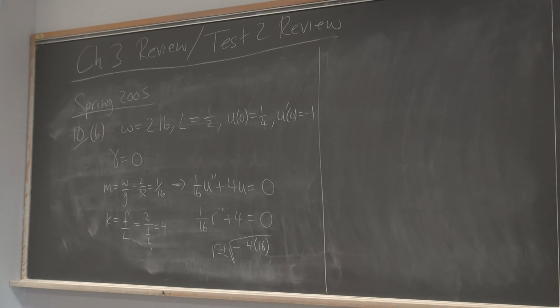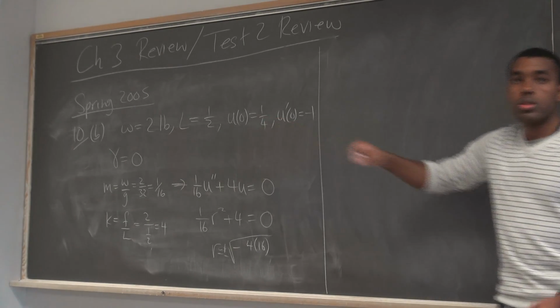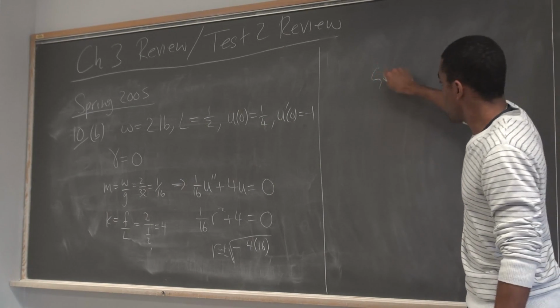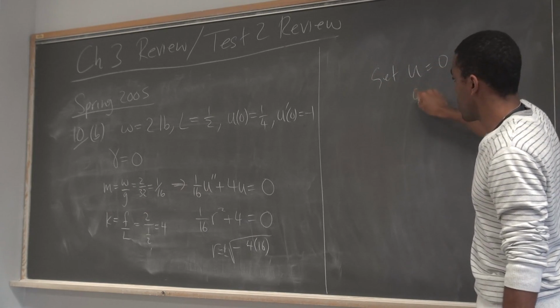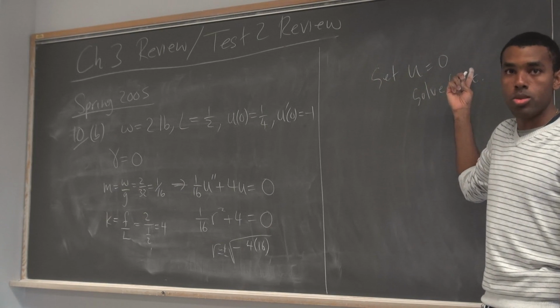Any questions? Yes. Question 1 on the review asks when does the mass first return to the equilibrium position? Equilibrium position is when position is 0. So the mass is oscillating, so it'll probably pass 0 several times. They're asking when is the first time it comes back to 0. So basically you're going to set u equals 0 and solve for t. And the smallest positive t is the one you're looking for.